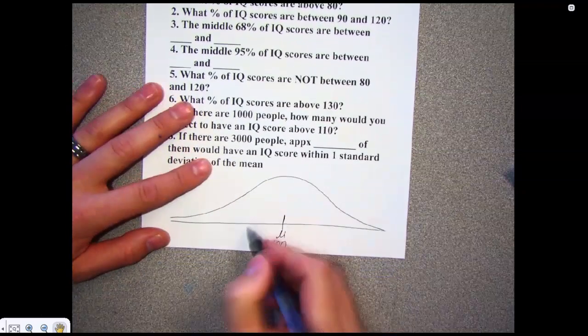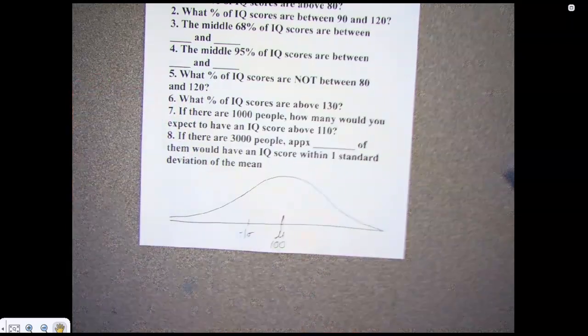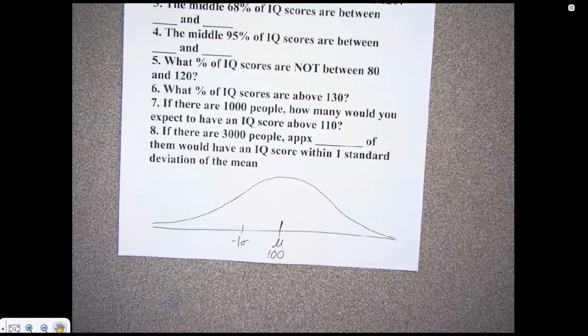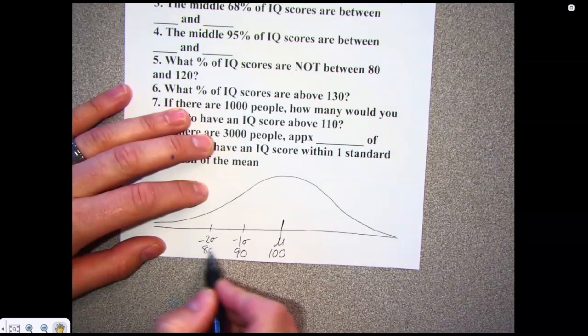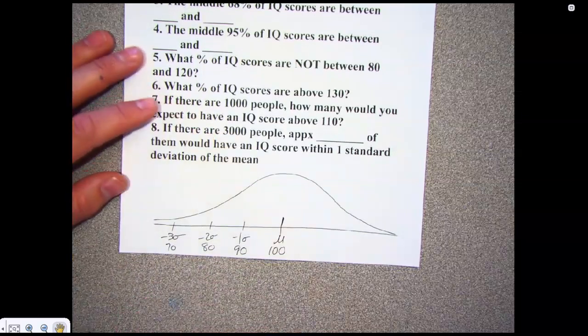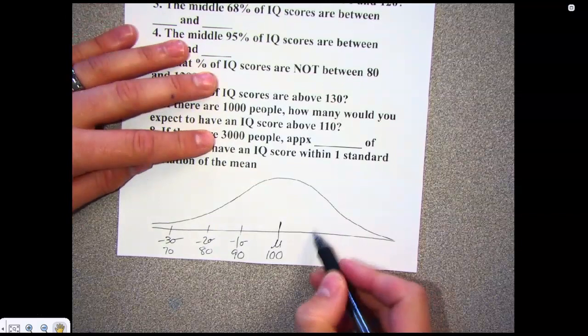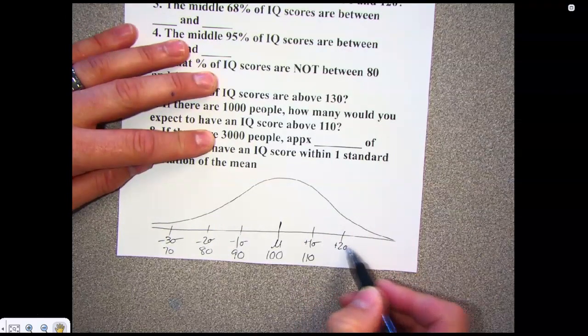And then I'm going to go, okay, well, I want to go minus 1 standard deviation. Well, what IQ score would that be? 90. Minus 2 standard deviations, 80. Minus 3, 70. Plus 1, 110. You guys with me?